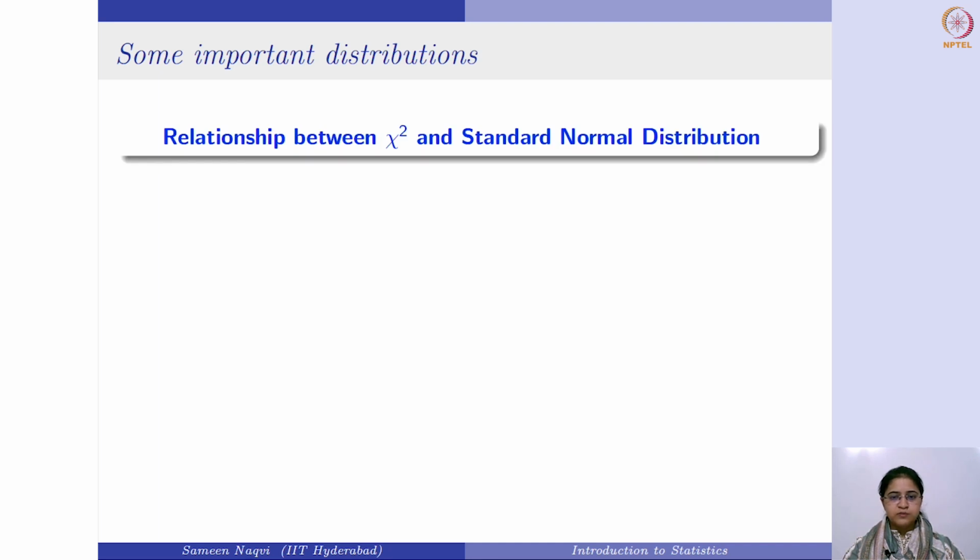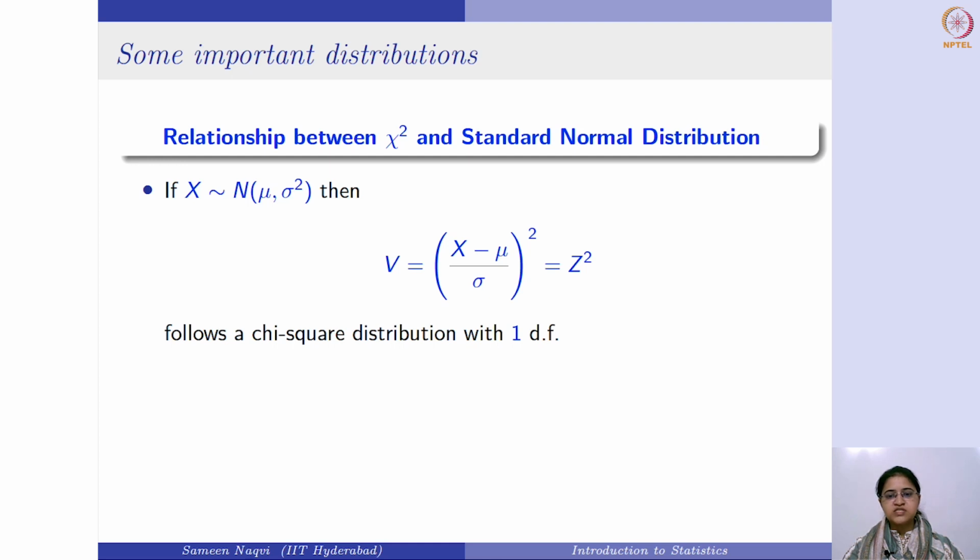Now we have some important result which says what is the relation between chi-square and standard normal distribution. So if x follows your normal distribution, then we have already seen that x minus mu by sigma would follow normal 0, 1. And if we further square it up, that is z square, this would follow a chi-square distribution with 1 degrees of freedom. So this can be proved using the distribution function technique. You can easily prove this.